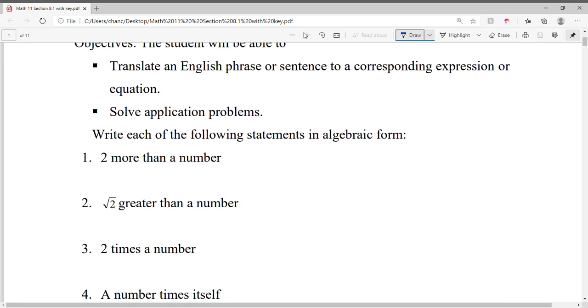The first exercise is we want to write each of the following statements in algebraic form. Question 1. 2 more than a number. A number is an unknown variable, so we'll give it a name. We'll call it x. So I want to have 2 more than a number. That's going to translate as x plus 2. We have 2 more than this number x.